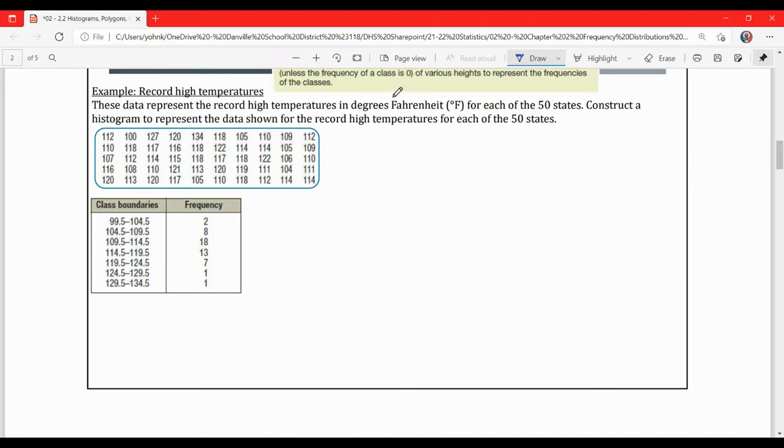So remember that a histogram needs two things. It needs class boundaries, and then frequency is on the vertical. So we're going to draw as straight a line as possible down and as straight a line as possible over. We're going to put class boundaries along the horizontal. I need 1 at the start, 99.5, and I need 1 at the end. So that's 1, 2, 3, 4, 5, 6, 7, 8 marks.